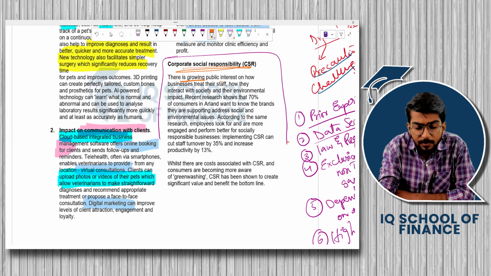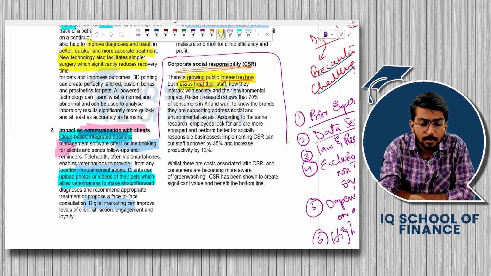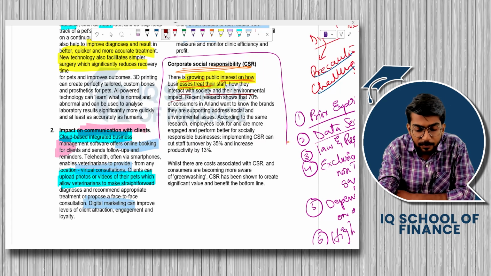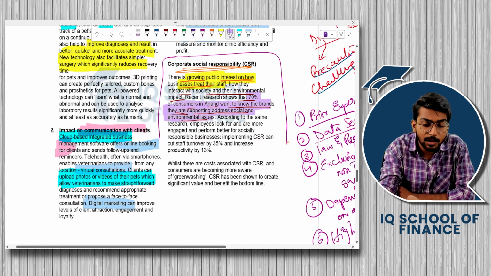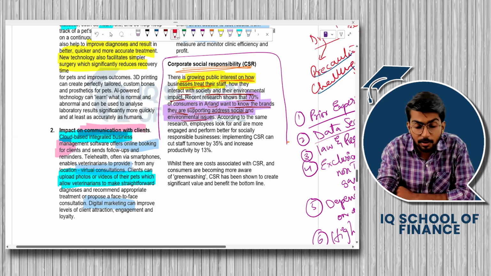There is a growing public interest in how businesses treat their staff, how they interact with society, and their environmental impact. Recent research shows that 70% of consumers in Ireland want to know that the brands they are supporting address social and environmental issues. So this is an important thing: 70% of consumers want to know whether or not the brand they are supporting cares about society.